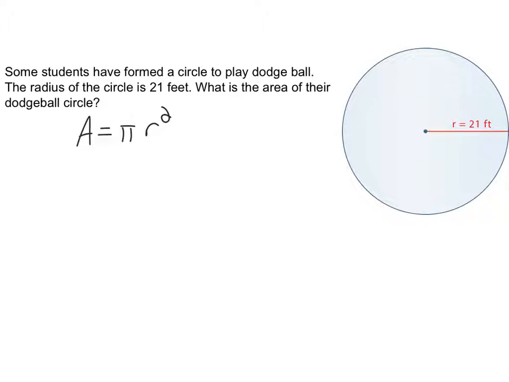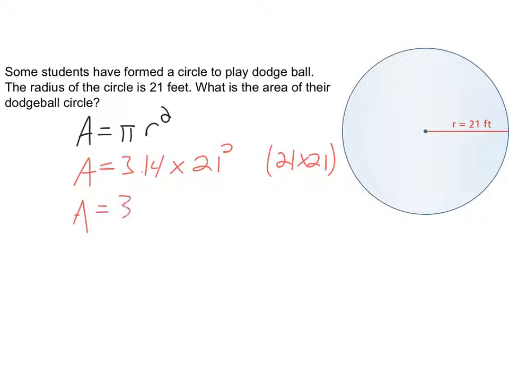So we've got some students that formed a circle to play dodgeball. The radius is 21 feet. What's the area? So again, we're going to use 21 for our radius and 3.14 for pi. So we're going to take 3.14 times 21 squared. And again, 21 squared is just 21 times 21.